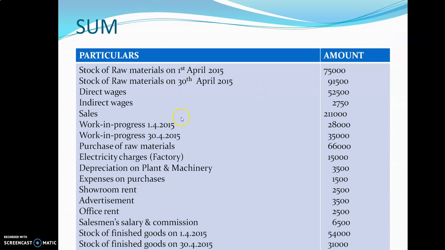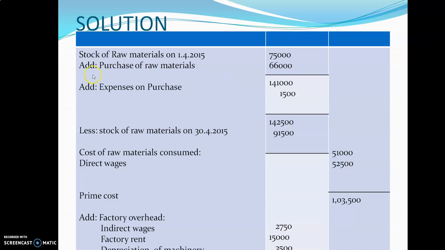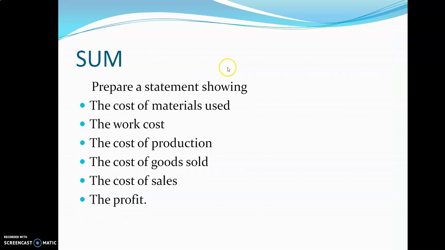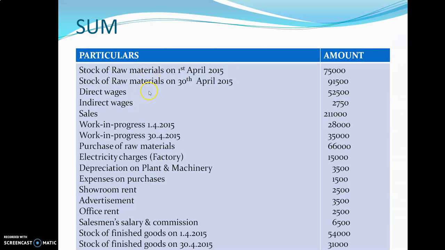So this was the question. As I have told you, you have to start with materials. So starting will be opening stock of raw materials, 1st April 2015. The stock on 1st April 2015, 75,000. Then we have to say what is there related with raw materials. This is a closing stock of raw materials, so we will do it afterwards.